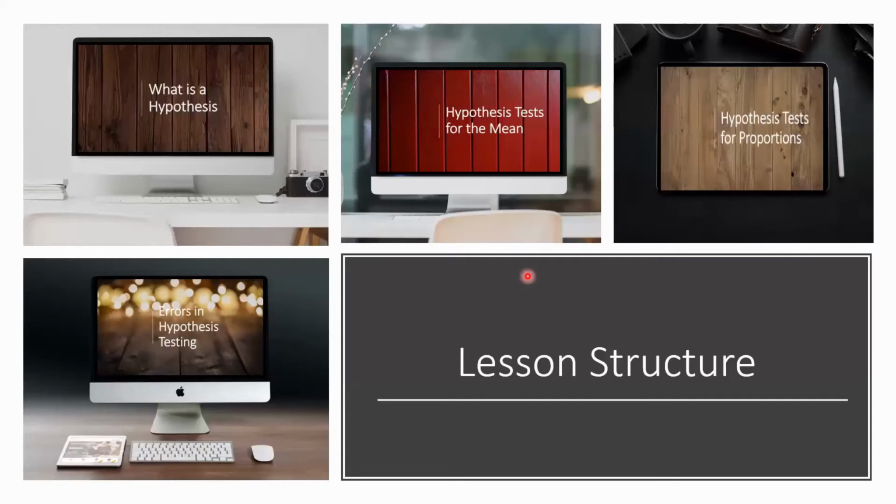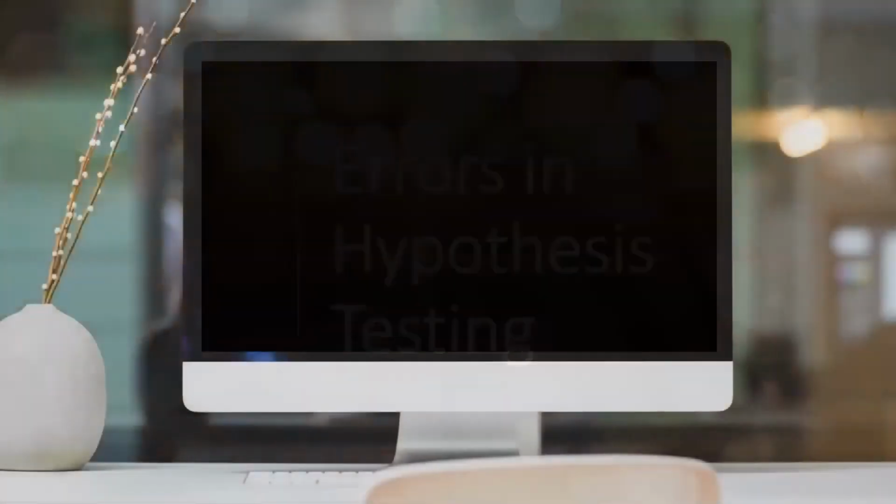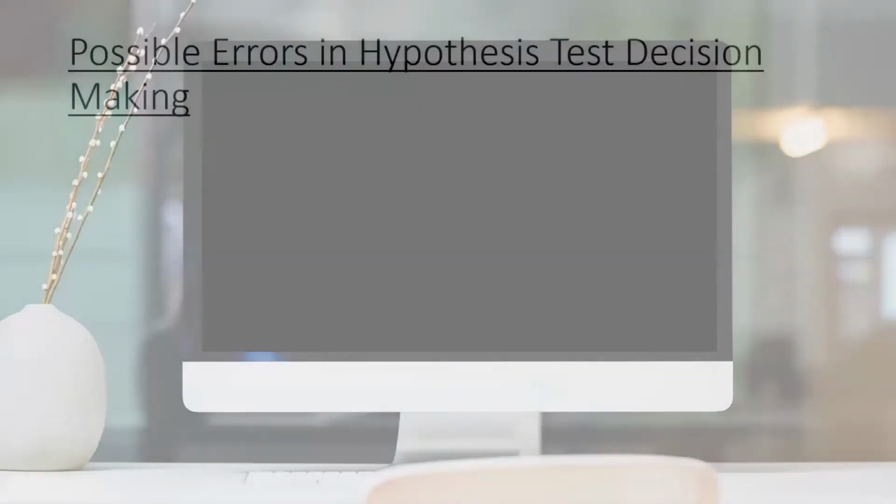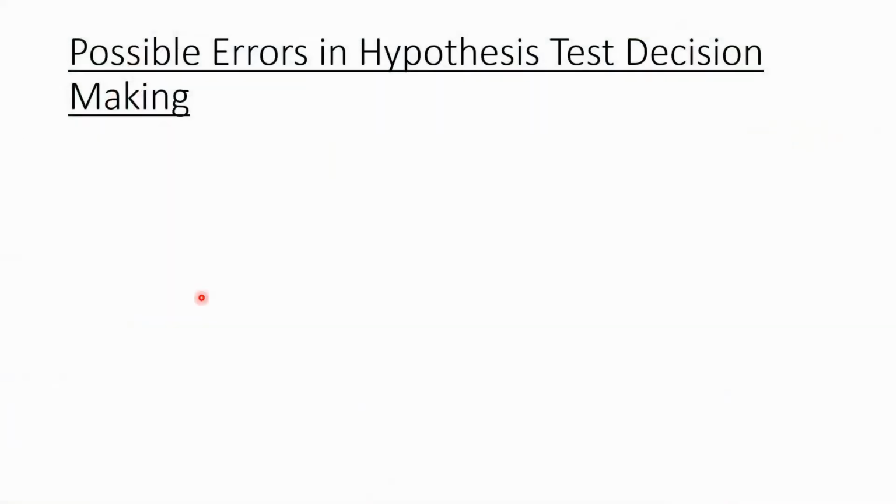So in our next section, let's have a look at errors in hypothesis testing. Before we move on, I would like to mention that I have included another video which explains the types of errors. Do watch this video. There are two main types of errors when it comes to hypothesis testing. We name them type 1 error and type 2 error.